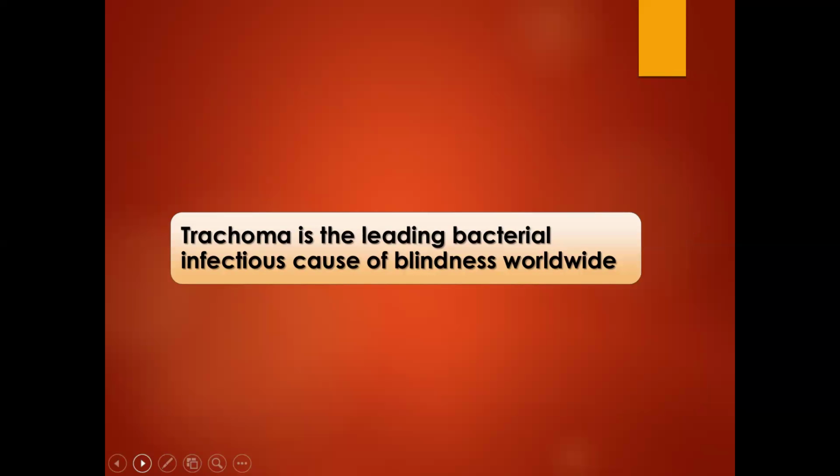Now let's go back to the infection known as trachoma. Trachoma is an infectious disease caused by the bacteria Chlamydia trachomatis. It is one of the leading bacterial infectious causes of blindness worldwide. But however, it is preventable. This disease leads to chronic inflammation of the conjunctiva and can lead to blindness.